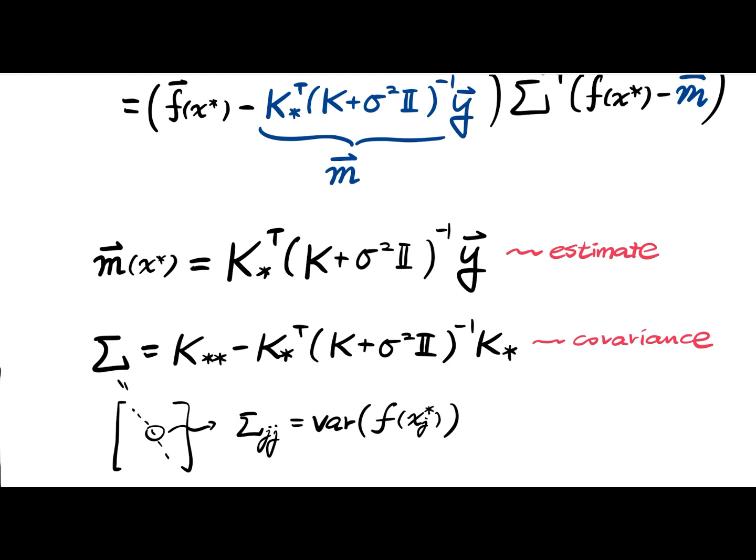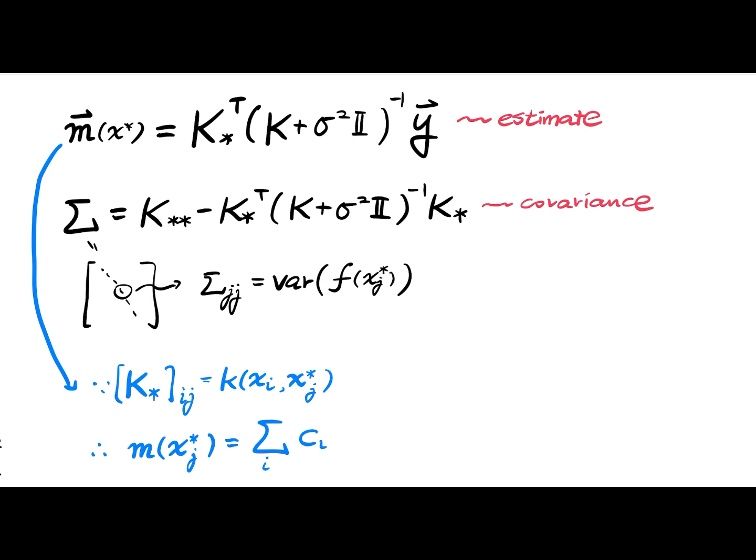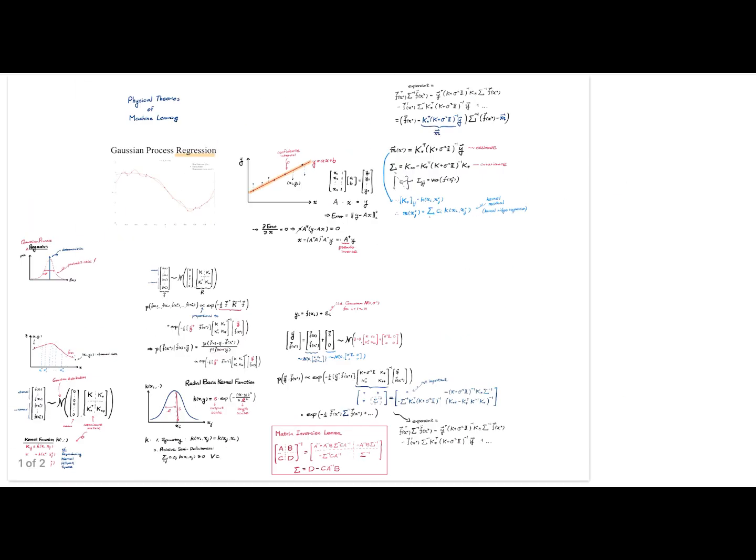This allows us to obtain the estimate of f of x star j as m of x star j, the jth term of the vector m, and with the variance sigma jj as the variance to m of x star j. It can be seen that the estimate is a linear combination of the kernels. This result reveals the intimate relation between kernel methods and regular linear regression.